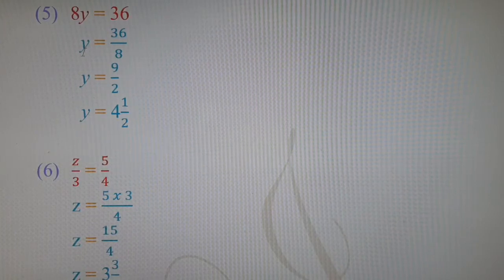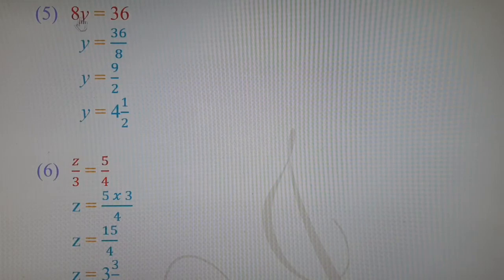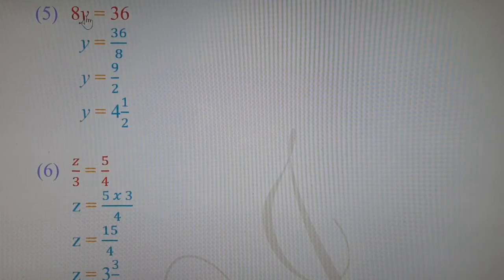So here y is kept alone, and 8 will be transferred from the left hand side to the right hand side, and 8 will go in division, because here 8 is multiplied with y. 8y means 8 into y. When there is no mathematical function between a number and an alphabet, it is assumed that there is a multiply sign in between. So here between 8 and y, there is no mathematical symbol of plus, minus, multiply or divide. So we have to always assume that it is the multiply function. 8y means 8 into y.